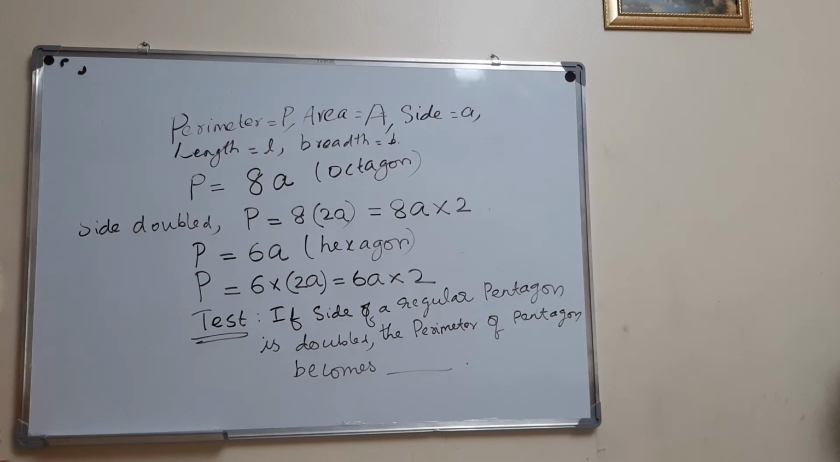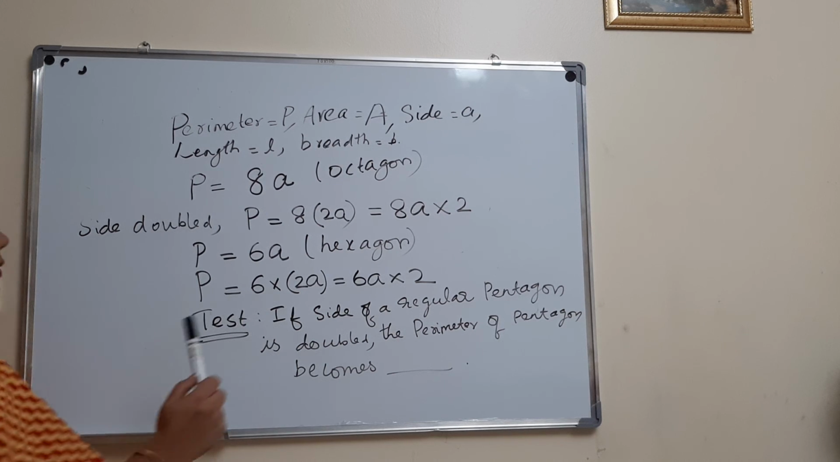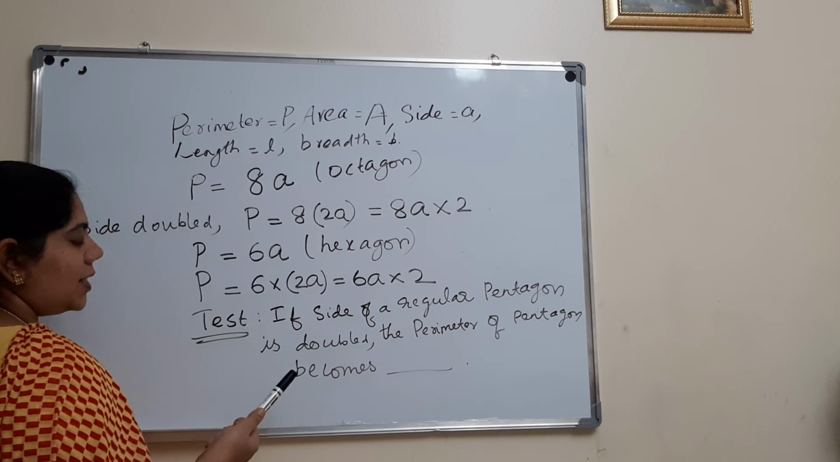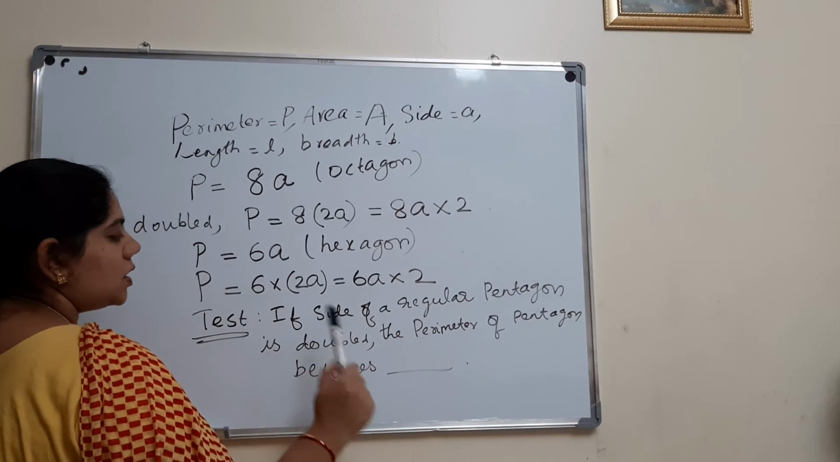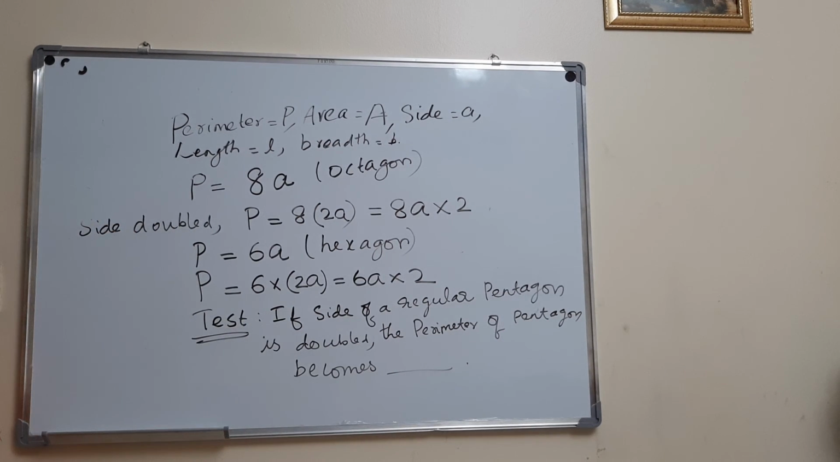This question mostly comes as a 1 mark question or sometimes a 2 mark question. In 6th grade and 7th grade, these questions are very common. This type of question you can surely expect in the final exams and all other exams. Algebraic expressions are there for your exams, so please prepare for the same. This is the test for you from my side: if the side of a regular pentagon is doubled, the perimeter of the pentagon becomes dash.